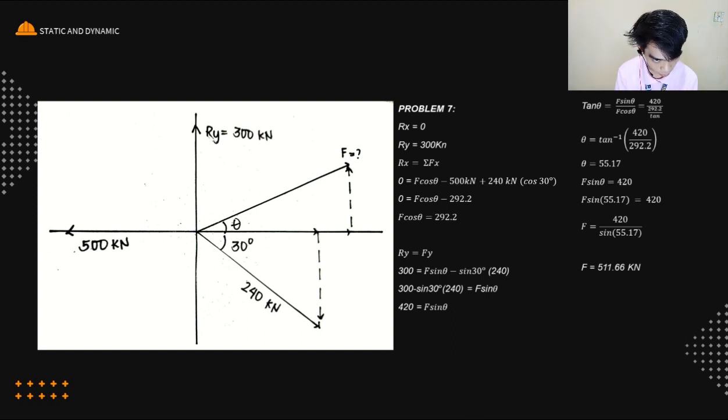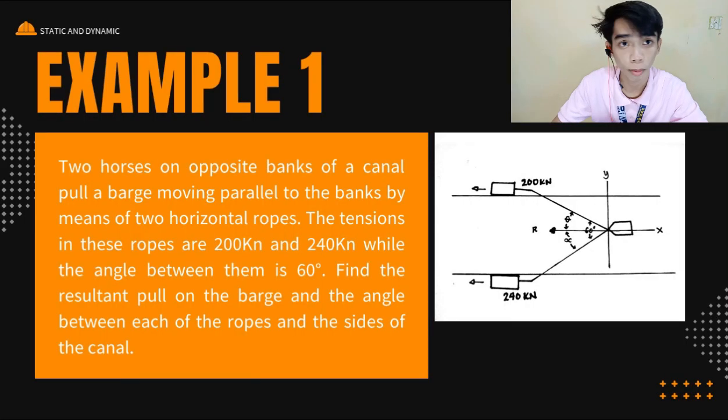So, i-sub lang natin yung value ng theta sa F sin theta. So, F sin 55.17 is equal to 420. Ang magiging F natin ay 511.66 kN. So, ang force F is 511.66 at ang angle niya is 55.17. So, example 1 ng resultant force and components natin.